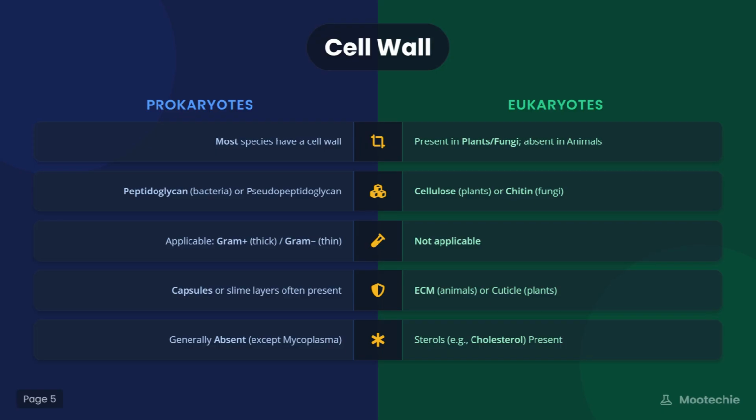In eukaryotes, the presence of a cell wall varies. Animals lack a cell wall entirely. Plants have a cell wall made of cellulose, while fungi have one made of chitin. Instead of a wall, animal cells have an extracellular matrix, or ECM, for support. Plants may have a waxy cuticle. Additionally, eukaryotic cell membranes often contain sterols like cholesterol, which provide stability.